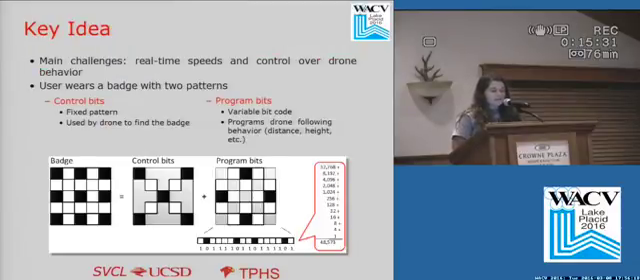In this problem, there are two key challenges: achieving real-time speeds and having control over drone behavior. We address these issues with one key idea: having the user wear a pattern badge with 25 different squares that contains two different types of patterns. The first is a control bit pattern, which allows us to locate the badge in the image. And so we can find the badge just by looking for the 2 diagonals or 9 control bits. This leaves 16 other bits available for programming, which is why we refer to them as program bits. And this will be illustrated later in the talk.